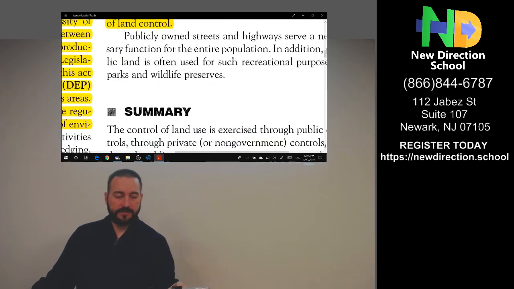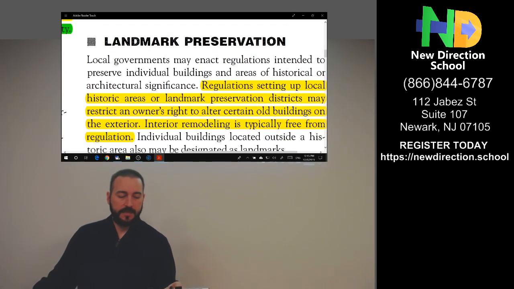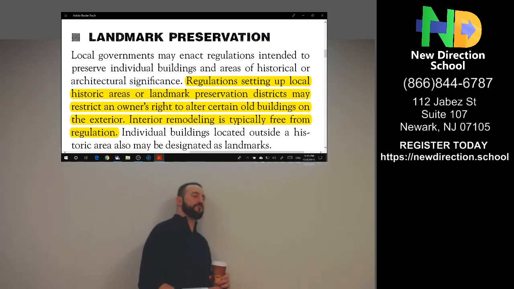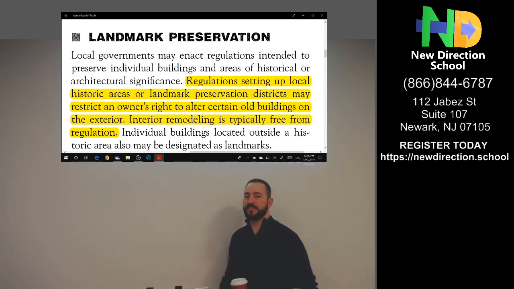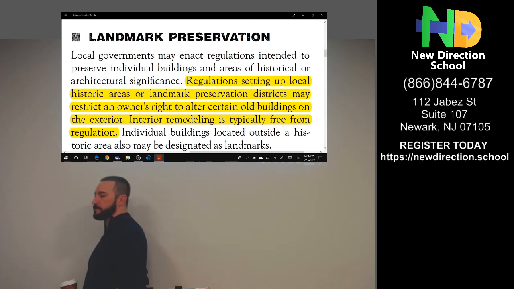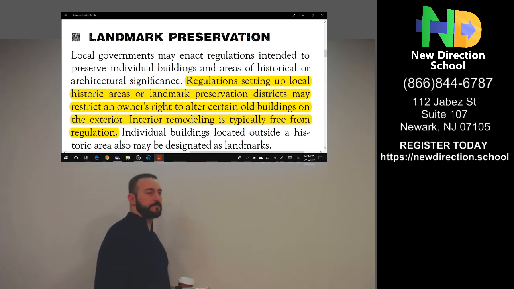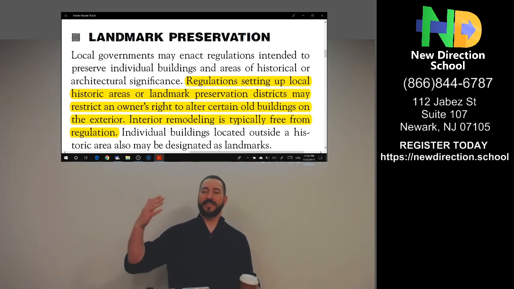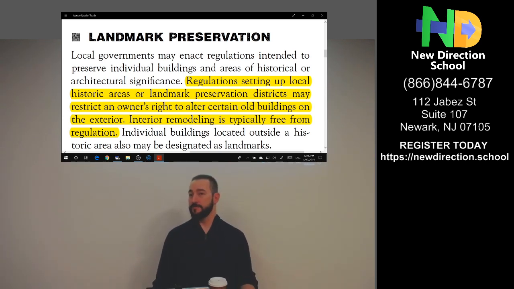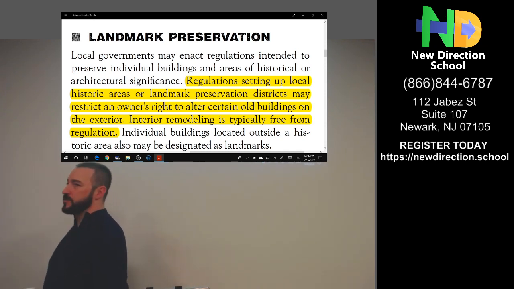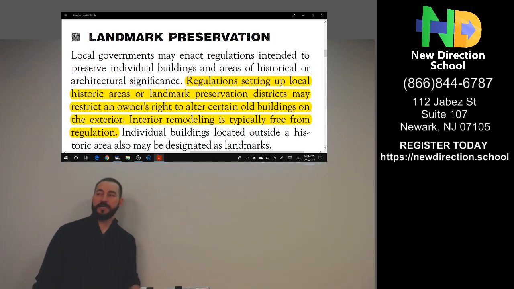To finalize, on the right-hand side on top, landmark preservation. If it's historical, so right above landmark, I want you to write historical. If it's historical or landmark preservation districts, they restrict what you can do on the outside of the property. So let's say you're buying a property that's deemed a landmark or historical. Inside the property, you can do whatever you want. Outside the property, you must look exactly the same way it looked 100 plus years ago. You guys got it? Yes? If it's deemed historic, the exterior must look exactly as it looked in the beginning.